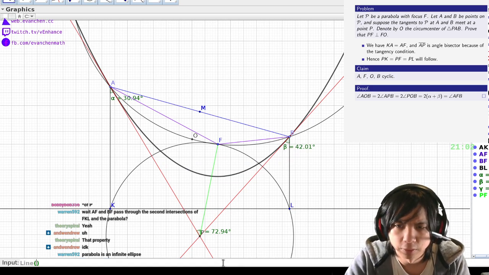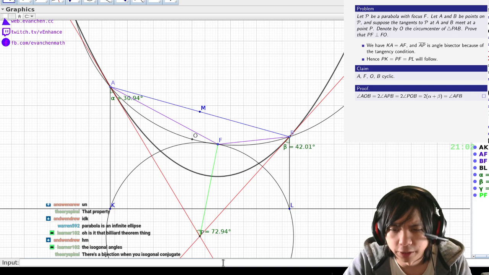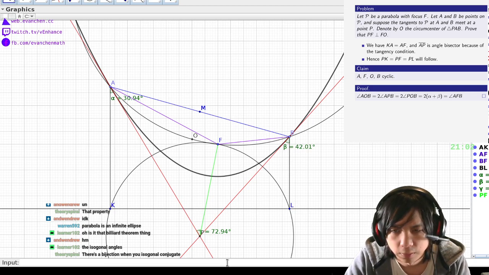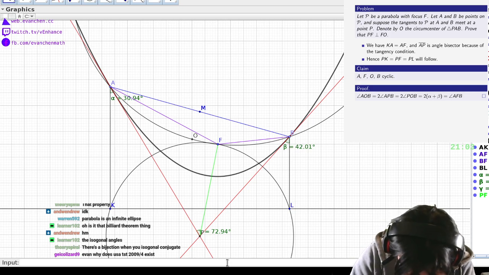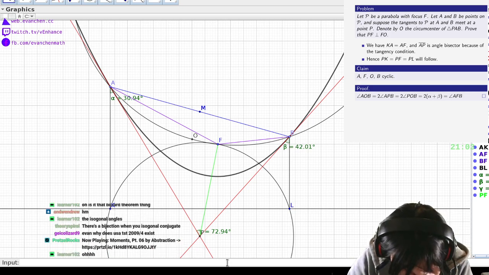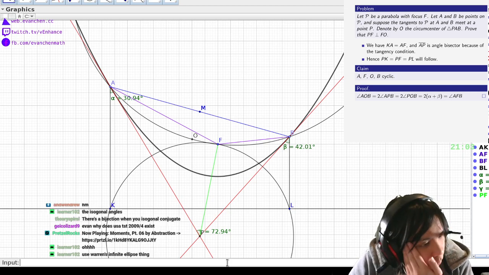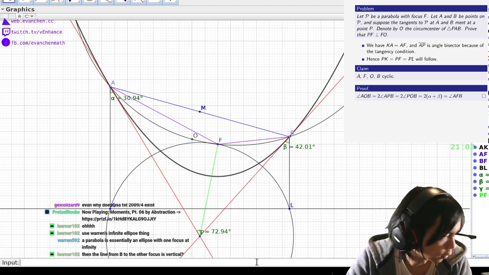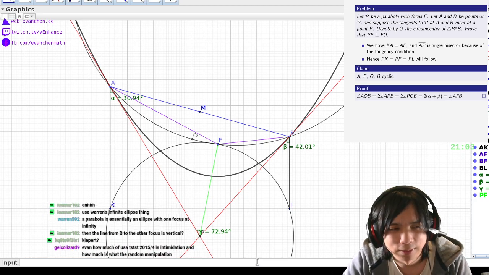Wait, what? No, I don't think so. No, it's a miss, I think. Yeah, there's an isogonal conjugate thing, and I guess when it's an ellipse, it should be... So am I right that line PF is not going to intersect the... No, hang on. That's a slightly different property. How does this go? This is a property of an ellipse, and I'm trying to remember how you prove that property.